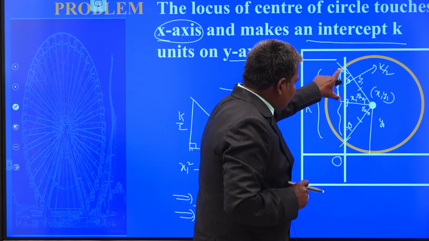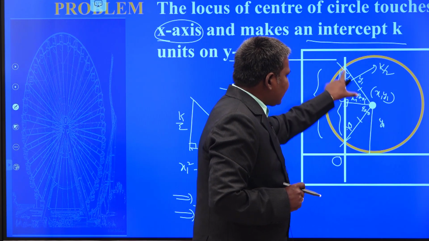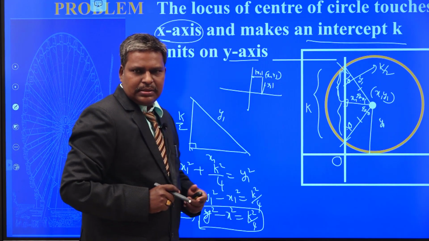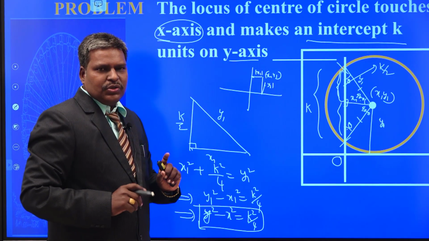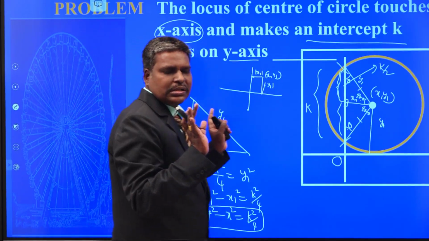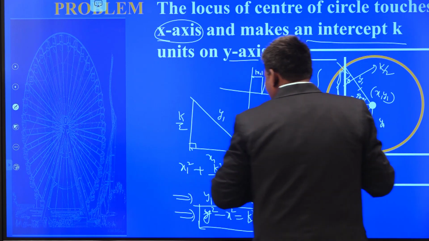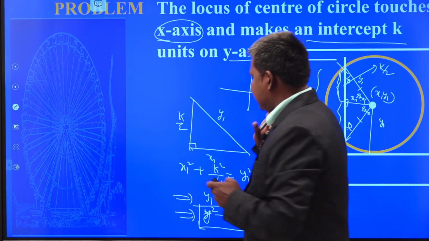So, this is k by 2, this is x1, this is y1. From this right angle triangle, we can crack our locus. Understand? Side square plus side square is equal to hypotenuse square. Once you get the thought, immediately you can crack this locus. That is y square minus x square is equal to k square by 4. Okay, next.